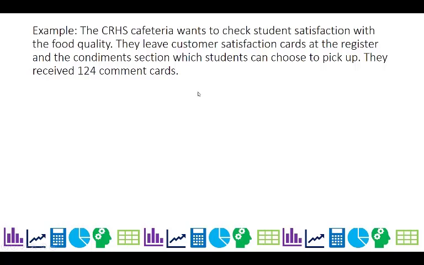The CRS, the Cedar Ridge Cafeteria, wants to check student satisfaction with food quality. So they leave customer satisfaction cards at the register, and you've seen things like that, where the students can just choose to pick it up and fill it out. And they receive 124 comment cards. Well, what's the population? Well, they're probably trying to get at all Cedar Ridge students.